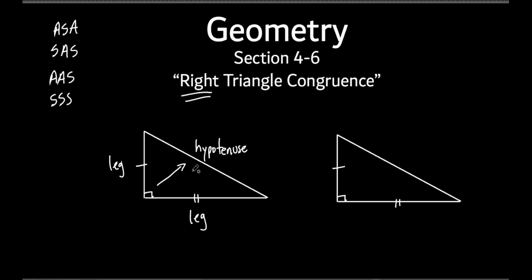How do we know it's the hypotenuse? Because it's opposite the what? The right angle. Okay? So the side that's opposite the right angle is always called the hypotenuse. Have you heard that word before? You probably have. Yeah, this is a very common thing.